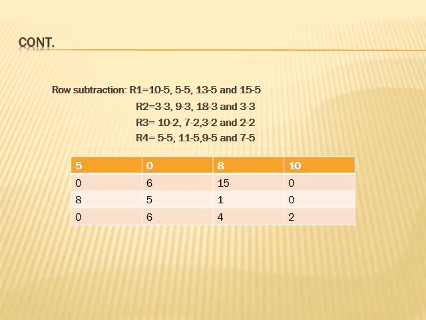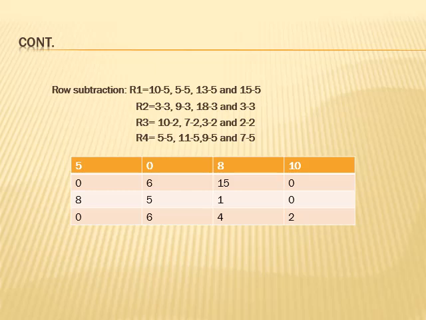The last row consists of costs 5, 11, 9, 7. The least cost in this row is 5. Then 5 should be subtracted from the remaining costs. Then 0, 6, 4, 2.